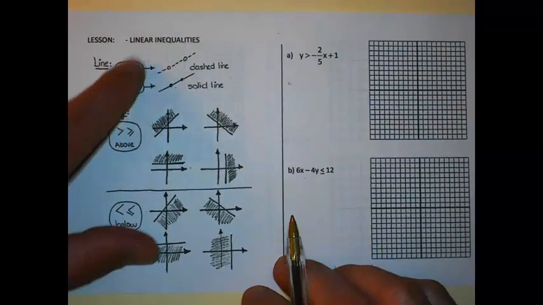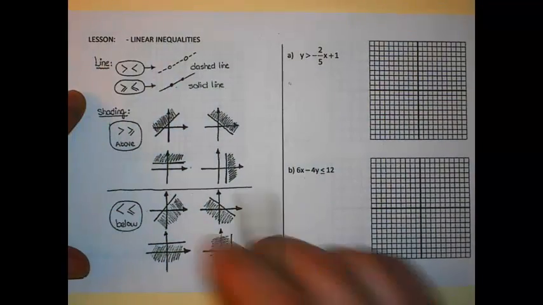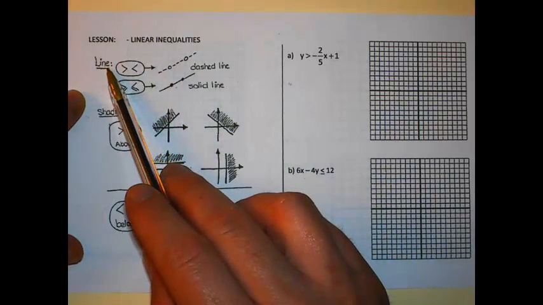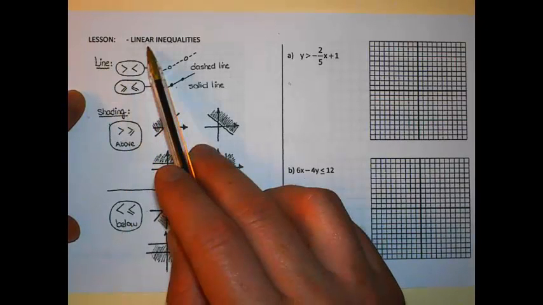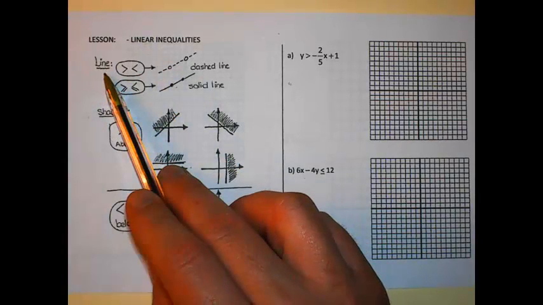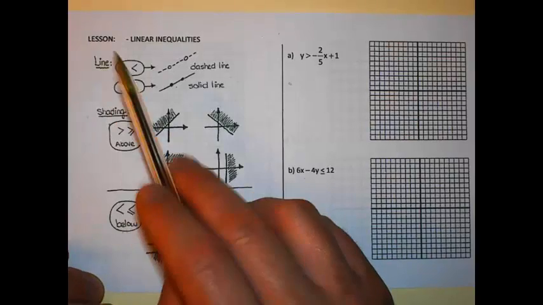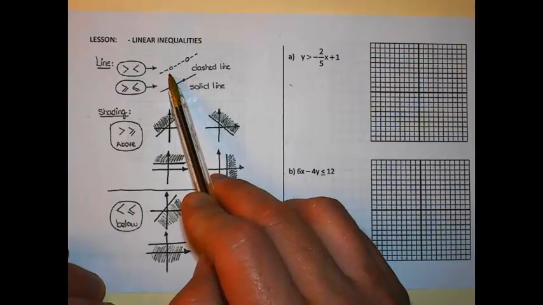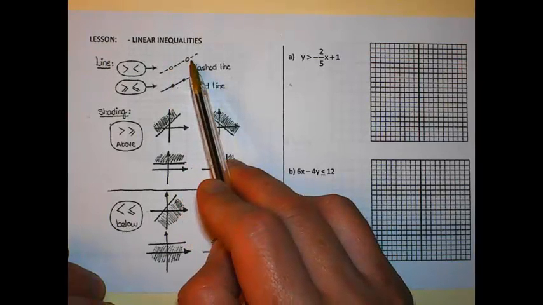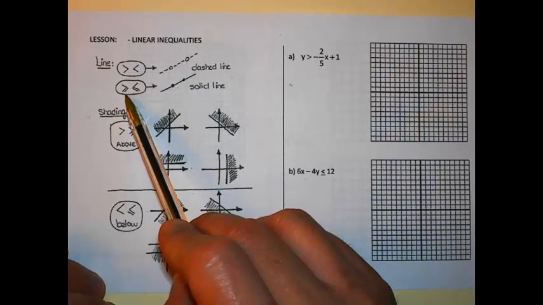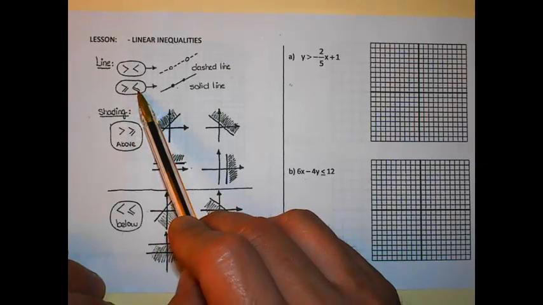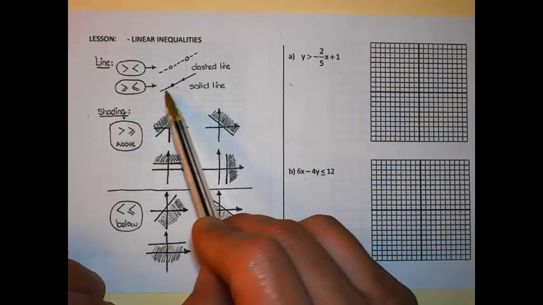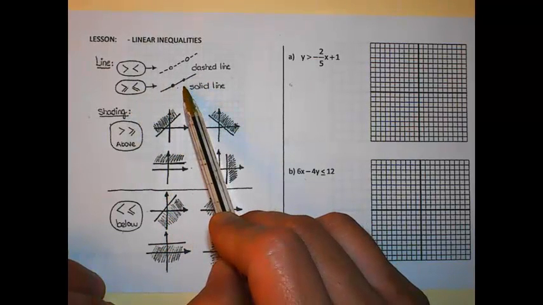Hello, this is going to be a lesson on linear inequalities, and before we can talk about linear inequalities we need to talk about some of the symbols that we use when we do linear inequalities. First of all, the lines. If you have a symbol of greater than or less than, your line is going to be dashed lines with empty circles. And if you have the symbols greater than or equal to, or less than or equal to, in other words, the inequality sign with a little dash underneath, you're going to have solid lines with solid points.